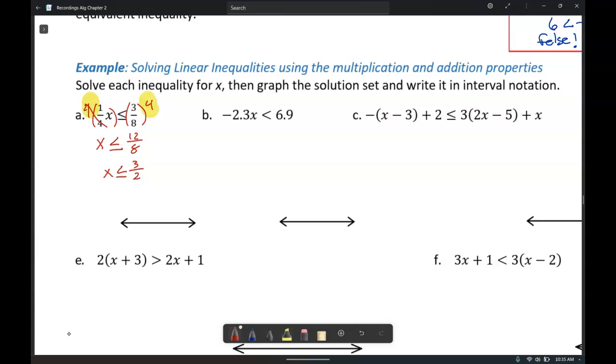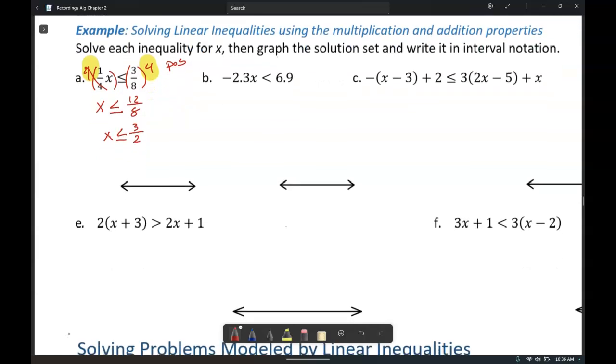No, these were positive, so I do not need to switch my inequality. So we can go ahead and graph 3/2. It's less than or equal to, so we'll have a closed circle, and we will shade everything to the left. Interval notation again would be negative infinity to 3/2. If you want to write that as a decimal, 1.5, that's fine.